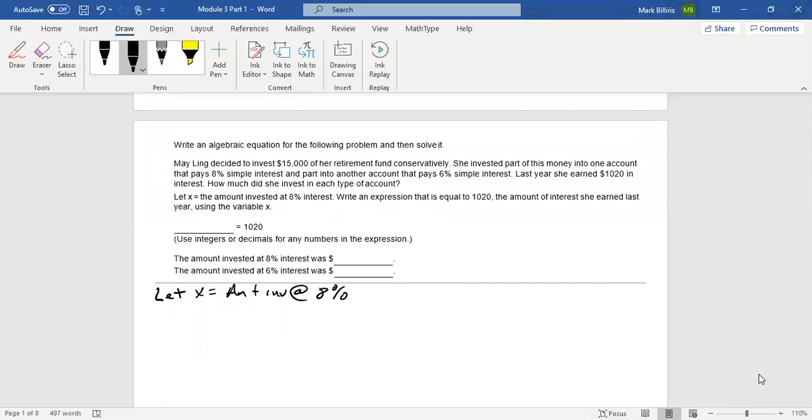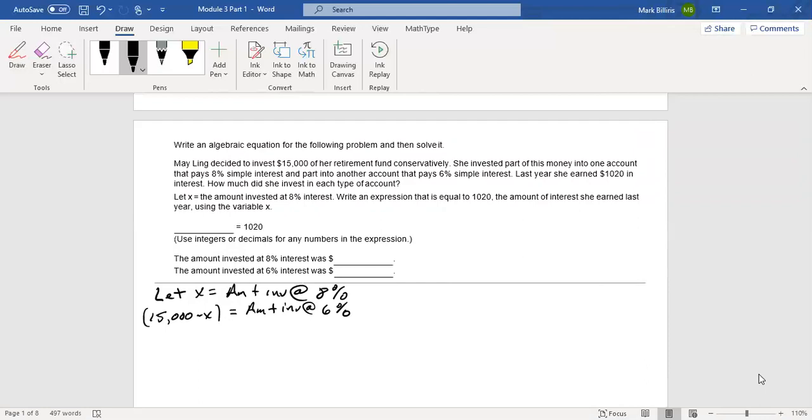Okay. So we know that she invested a total of 15,000. So if she invested X at 8%, she invested the remainder of the 15,000 at 6%. So we're going to let 15,000 minus X equal the amount invested at 6%. This 15,000 minus X represents the remainder of the money.